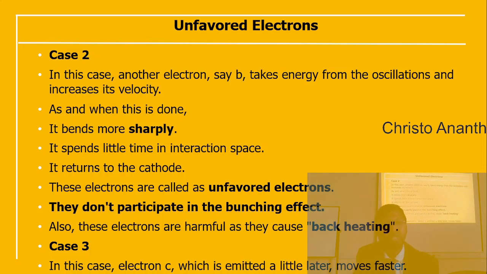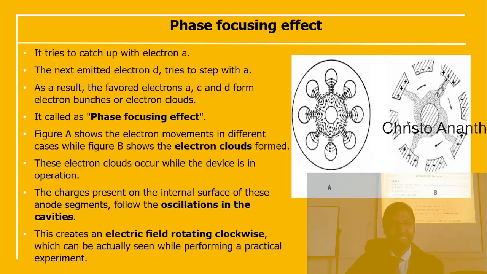Then case 3, electron C. It is emitted a little later, but it moves much faster than in the earlier cases. So it tries to catch up with electron A. The next emitted electron D also tries to catch up with A. As a result, the favored electrons A, C and D form an electron bunch, as you see here. You can call it an electron bunch or an electron cloud. This is called the phase focusing effect.